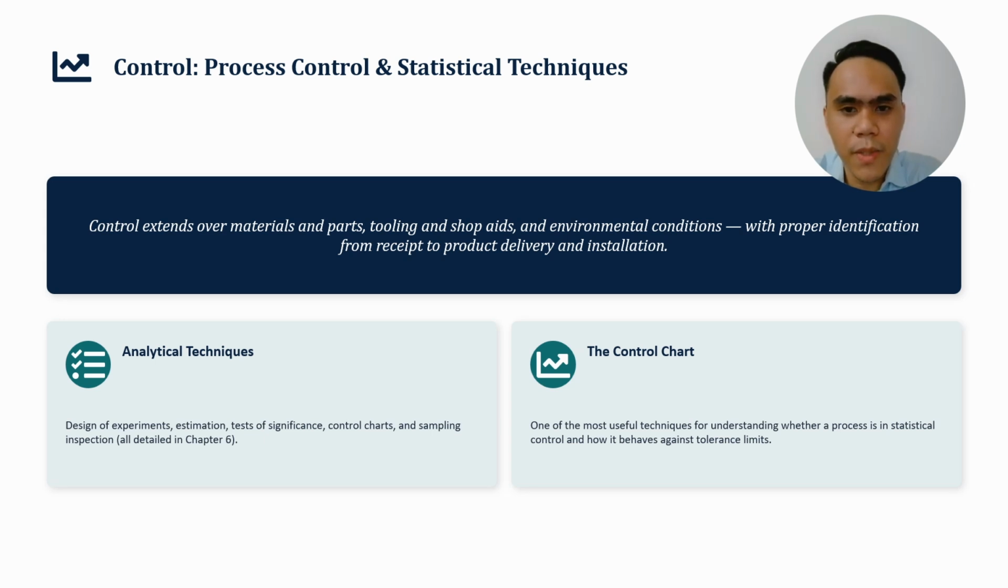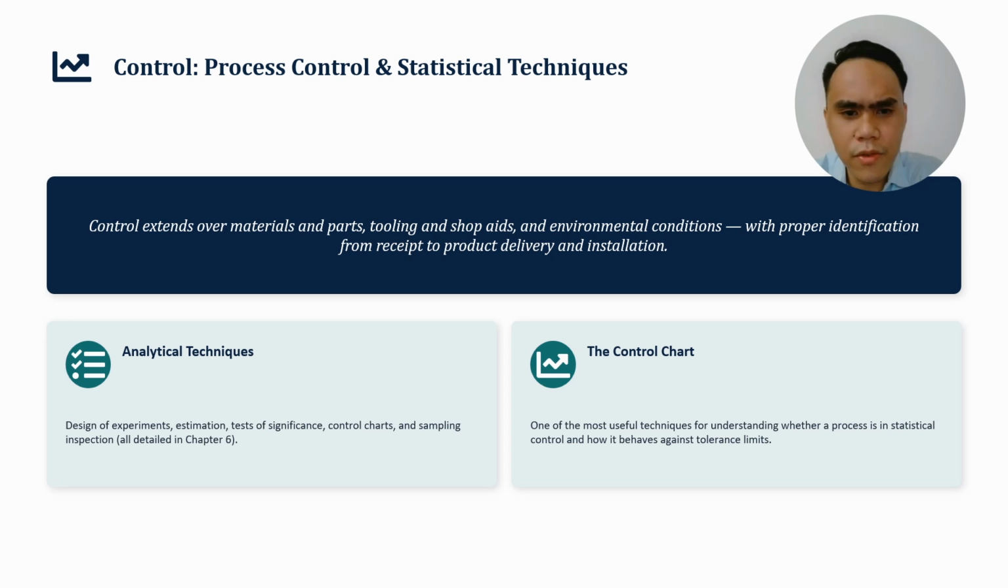A proper identification of materials from the time of receipt all the way through product delivery and installation is required. Traceability has to persist across the entire journey, not just at the start. Statistical techniques for monitoring process variables are described as a crucial and extremely important element of the quality system. The specific analytical techniques used to measure, control, and improve quality throughout the product lifecycle include the design of experiments, estimation, tests of significance, control charts, and sampling inspection, all of which get detailed treatment in chapter 6.